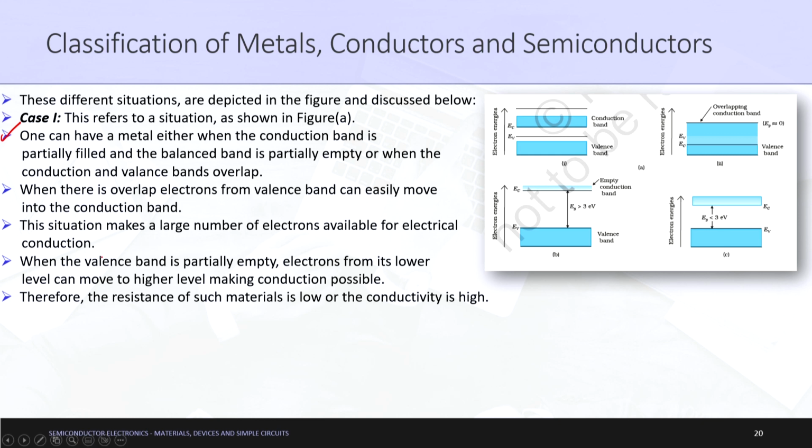The situation makes a large number of electrons available for electrical conduction. When the valence band is partially empty, electrons from its lower level can move to a higher level, making conduction possible. Therefore, the resistance of such materials is low, or the conductivity is high. The concluding statement of this case is that these two situations convey that the material can be classified as a metal.